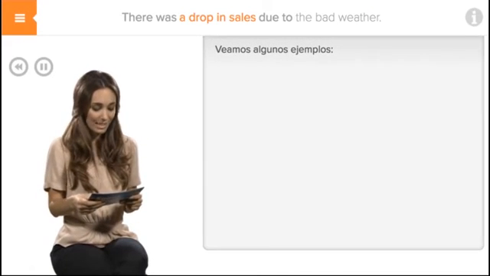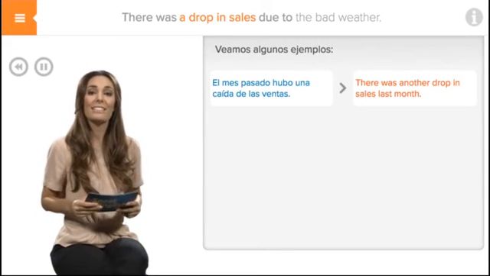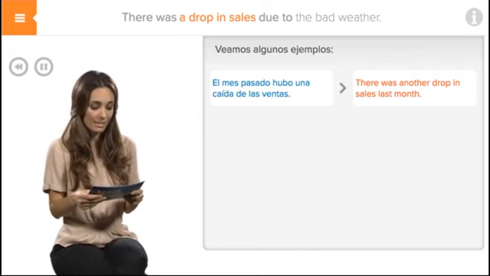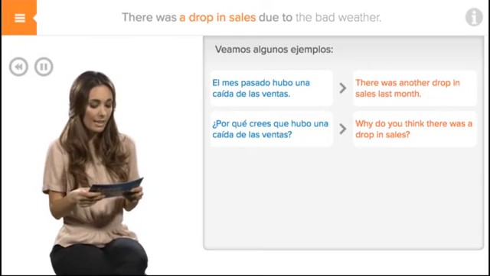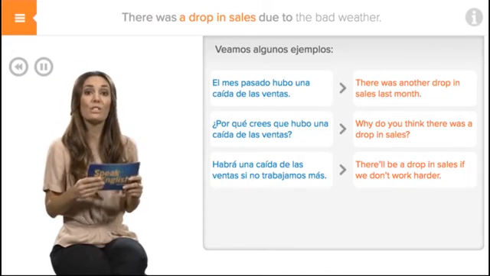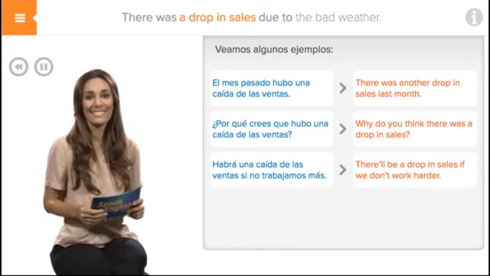Veamos tres ejemplos. There was another drop in sales last month. Why do you think there was a drop in sales? There'll be a drop in sales if we don't work harder.